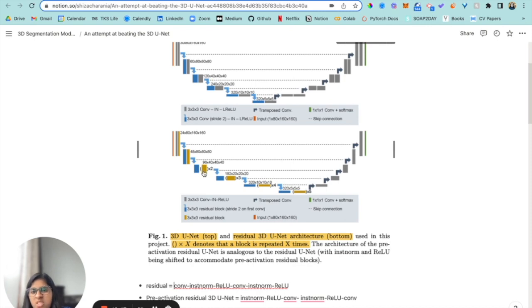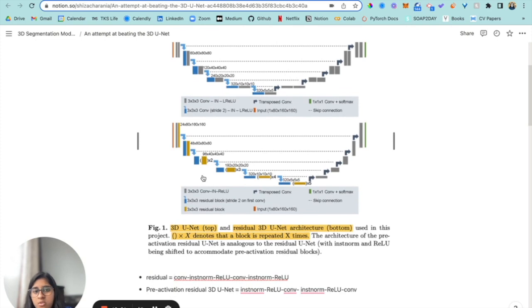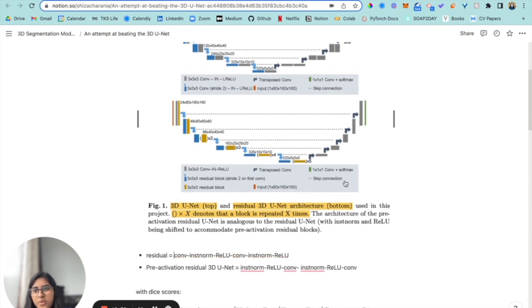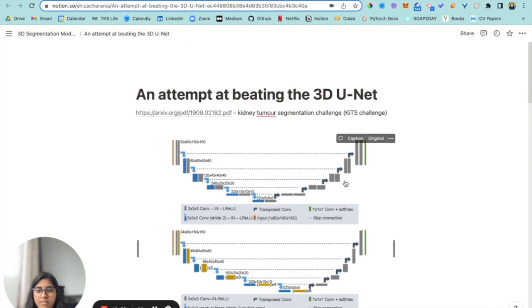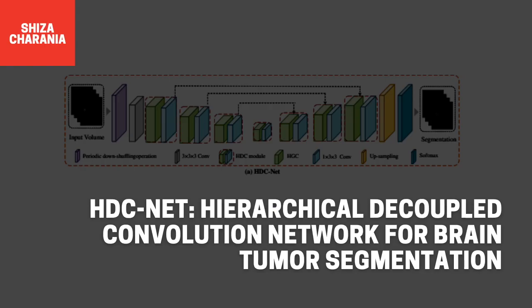Over here, you have the residual blocks that are repeated a couple of times. That's just an architecture that they used, and they found that pretty accurate. And know that this is only for the encoder part. The decoder part stays the same in both of the models. That's pretty much it for the first 3D segmentation model.